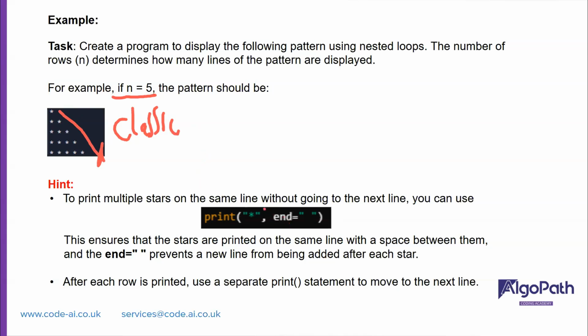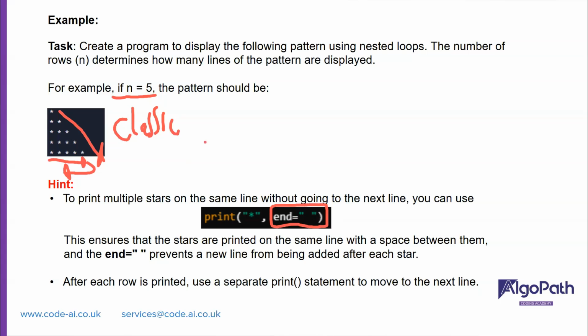If you want to print multiple stars on the same line without going to the next line, then you can use this at the end of the star. And what that does is it prevents the new line from the print being shown. So basically, you want to keep on the same line until you've printed out however many stars you want, and then you're going to jump off to the next line.